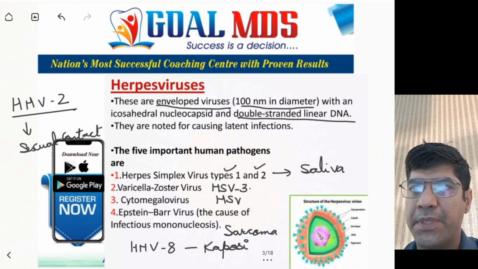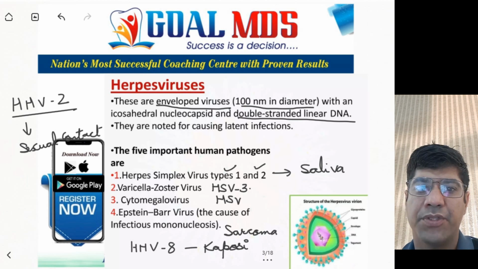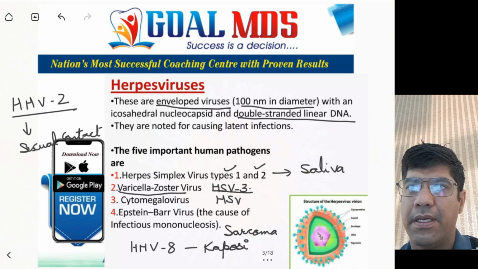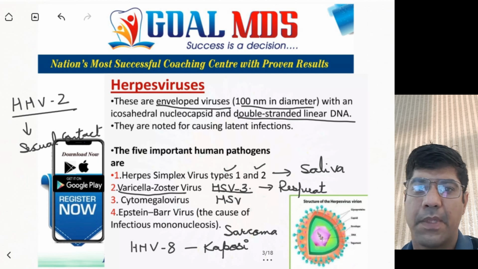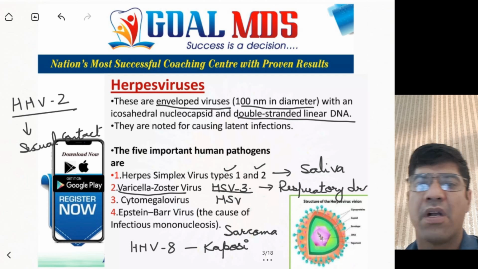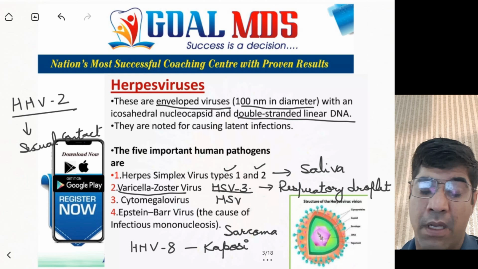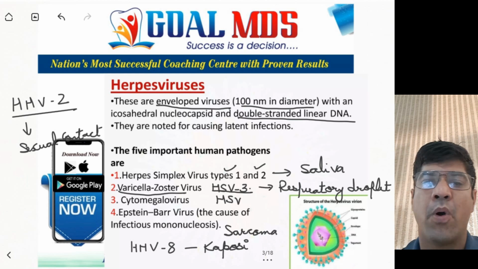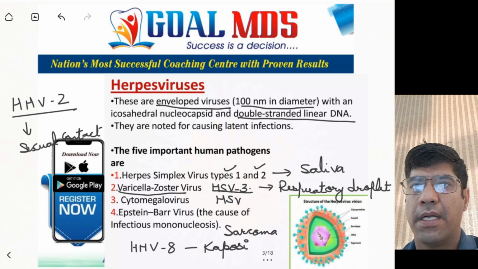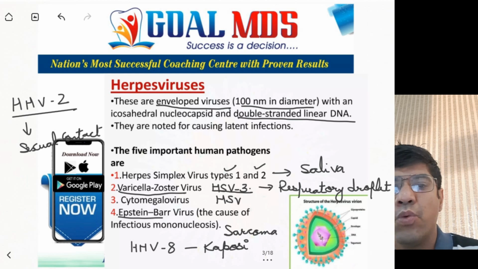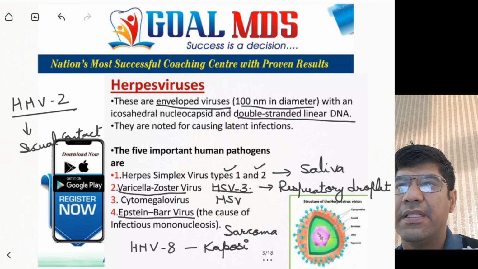Human herpes virus type 3, also known as varicella zoster virus, spreads through respiratory droplets from an infected individual through coughing and sneezing. It can also spread through direct contact with the fluid from the chickenpox lesion. Type 4 is known as Epstein-Barr virus. The mode of transmission is mainly through direct contact with infected saliva or through kissing.